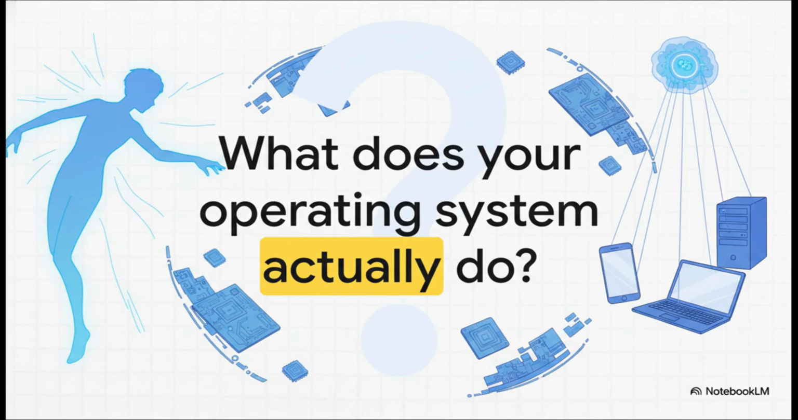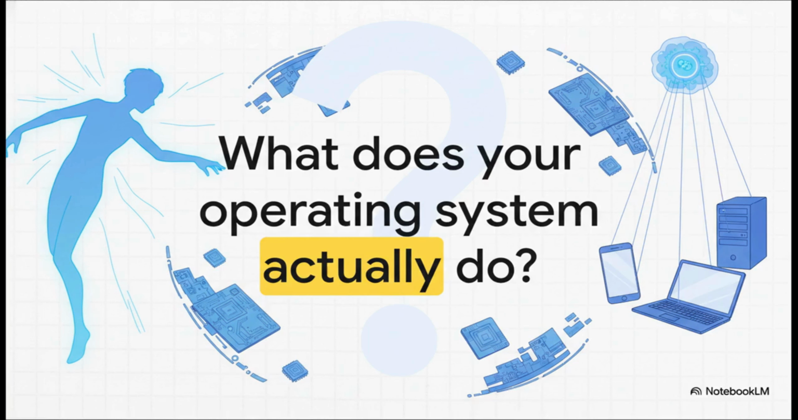So what does your OS actually do? Because let's be real, without it, that $1,000 smartphone or that super powerful laptop, it's just a really nice-looking box of metal and glass. The OS is the ghost in the machine, the puppet master pulling all the strings. Okay, to really get it, let's break its job down into 3 main roles.